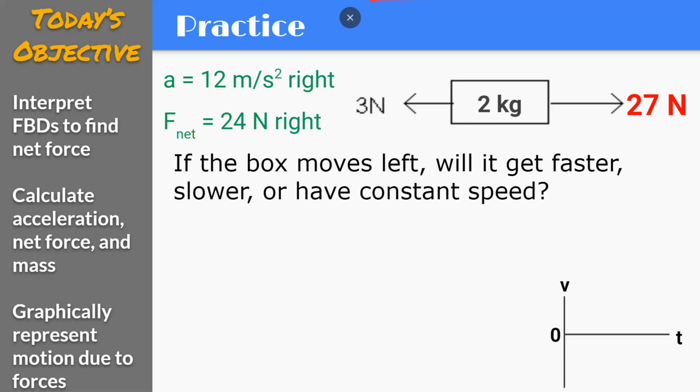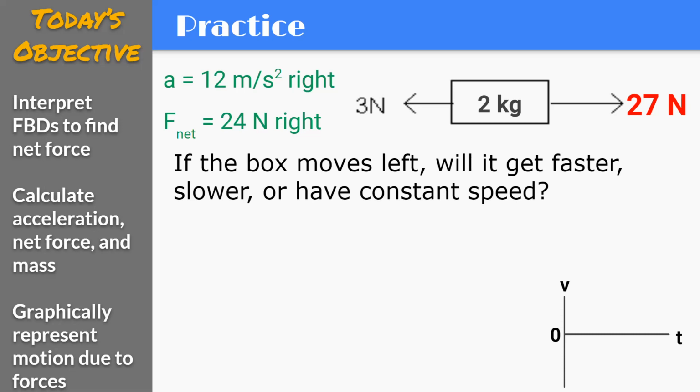All right, so here's a follow-up question. I know this object accelerates 12 meters per second squared to the right. I know the net force is 24 newtons to the right. We found those on the previous slide. I went ahead and labeled the mass. Okay, so I've got all my information. And this time the question says, if this box is moving to the left, again, I didn't know that before, but now I do, will it get faster, slower, or have a constant speed?